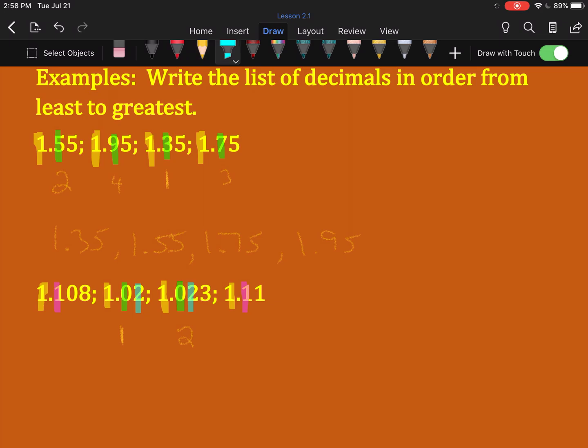And now for the 1.1 numbers on the beginning and end, we are comparing 0 and 1. Well, hey, those are different. 0 comes before 1. So in order, we have 1.02, 1.023, 1.108, and 1.11.